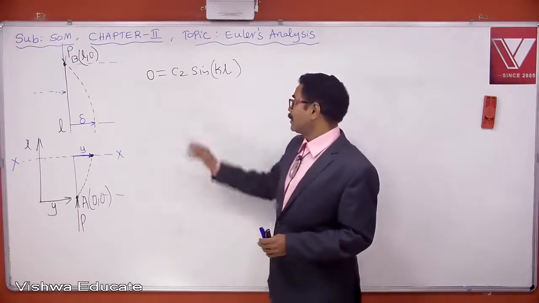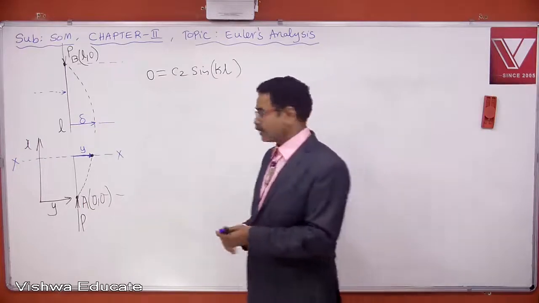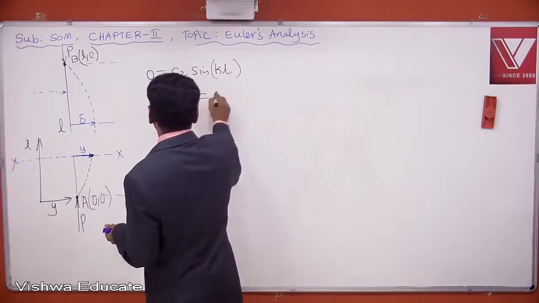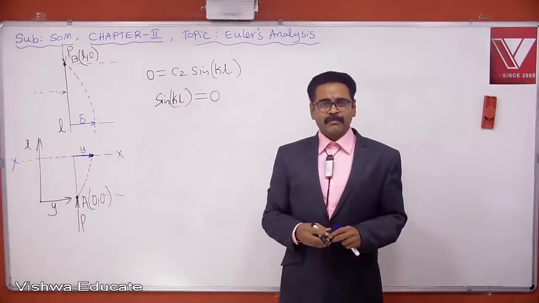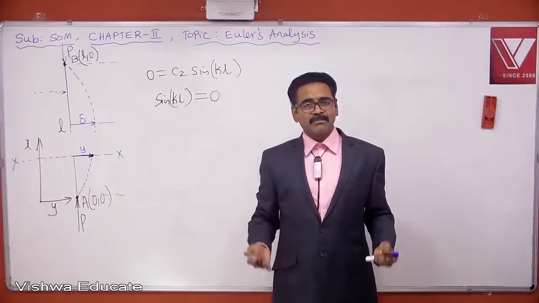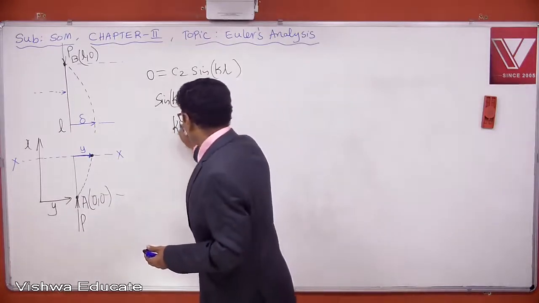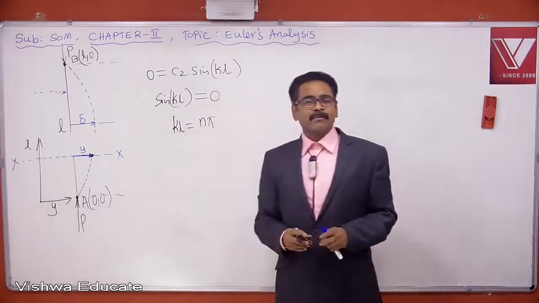So that is why sin KL should be 0. C2 cannot be 0. So sin KL is equal to 0. When does sin value become 0? When sin theta becomes 0? When theta is equal to n pi. Here what is theta? KL. When KL is equal to n pi, sin value becomes 0.